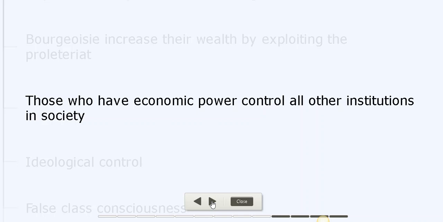So, those who control the economic base also control the superstructure. That is, those who have the wealth or economic power also have the political power and control over the rest of the society. The economic base of the society is simply the factories. If they have the power to control the economic base, it means they also have the power to control the superstructure of the society.